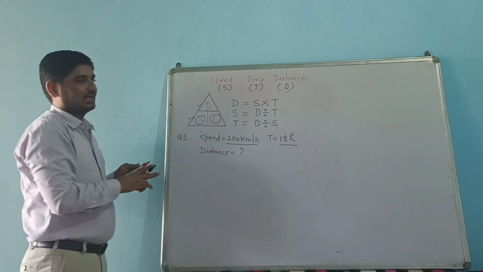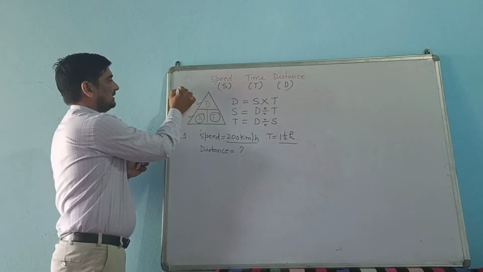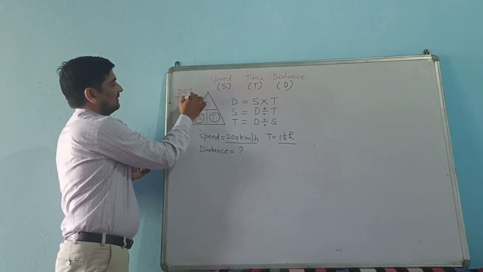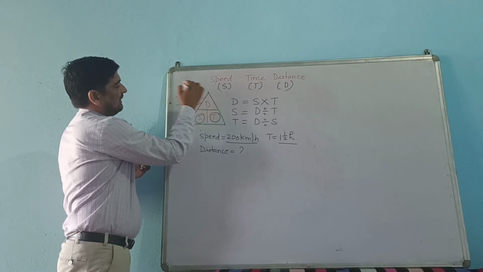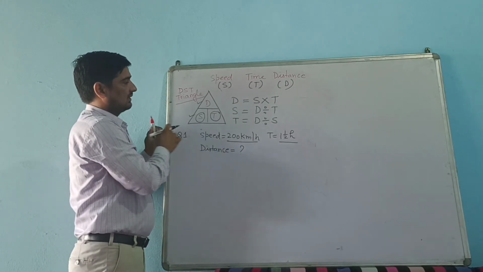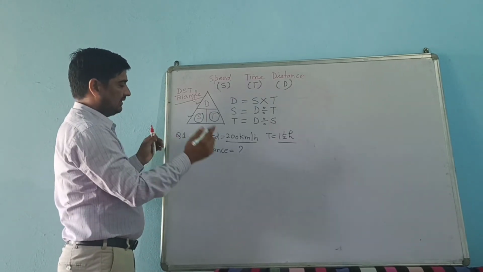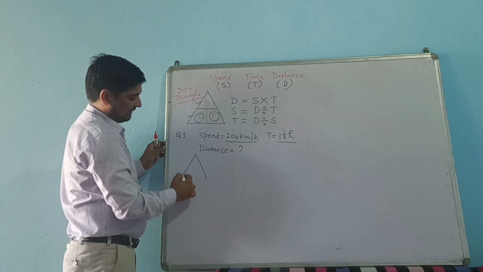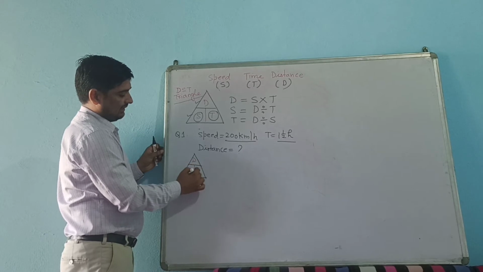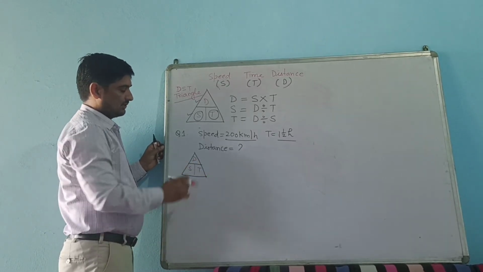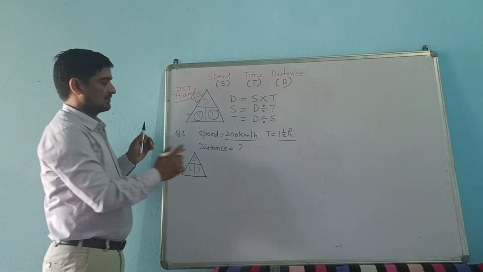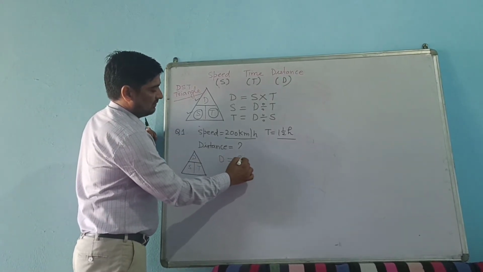So we will be using this triangle. This triangle, what we are calling its name? It is called DST triangle. Using the help of the DST triangle, we can easily calculate distance. As we have done, in every question you can make this triangle, it will be quite easy for you. You will remember this triangle DST. Okay, so here I want to calculate D, so I have to cover D, speed into time. So distance equals speed into time.